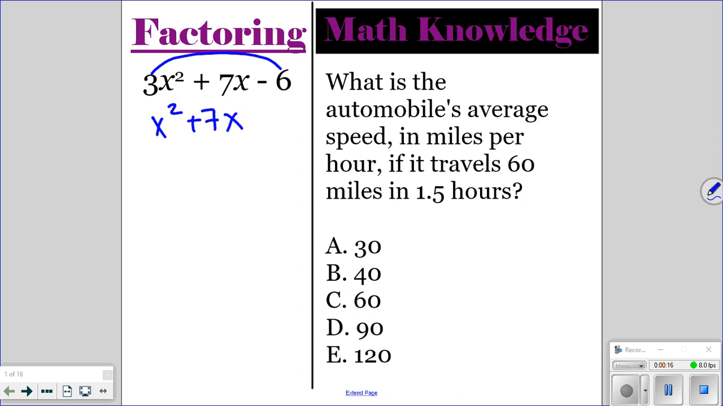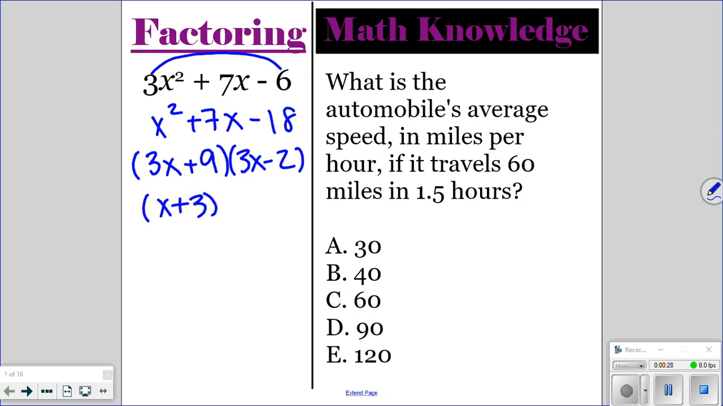So for the factoring, you're going to multiply the 3 by 6 to remove it. So you'll have x squared plus 7x minus 18. And then when you go to factor, you're going to have 3x plus 9 and 3x minus 2. So the first one will divide by 3 to give you x plus 3. The second one will stay as it is, and you'll have this for your answer.